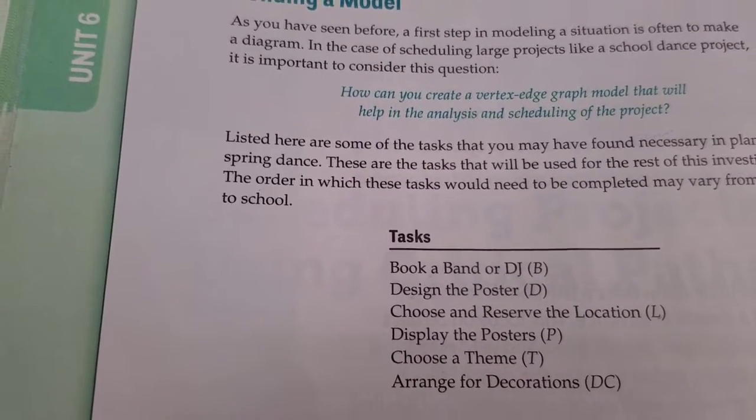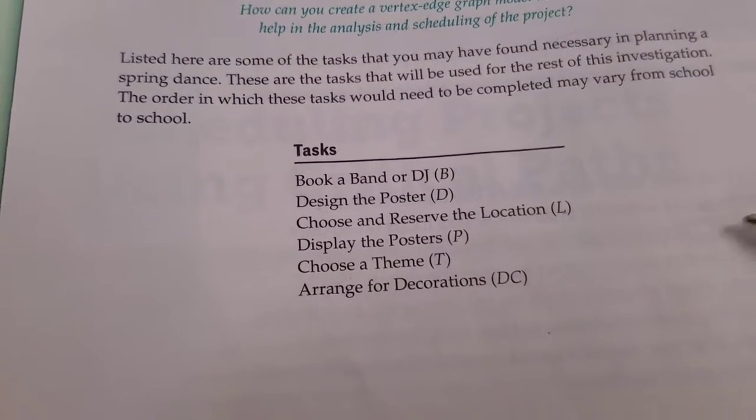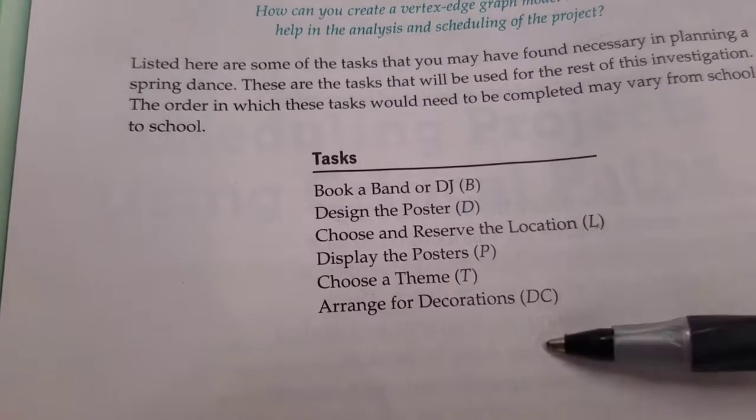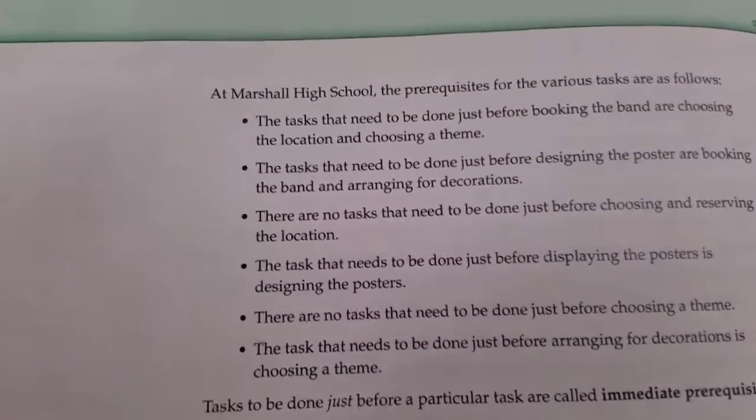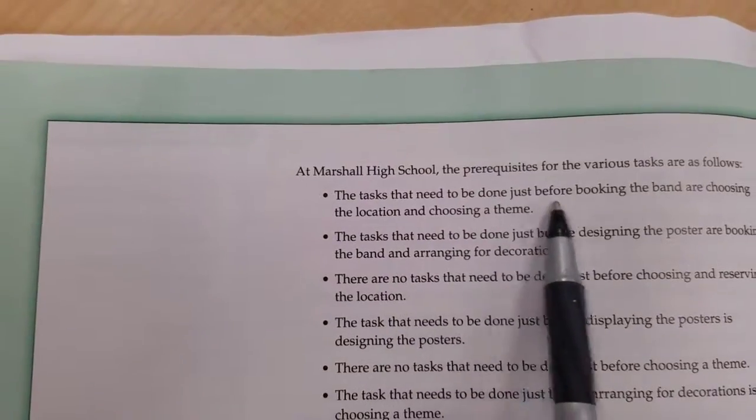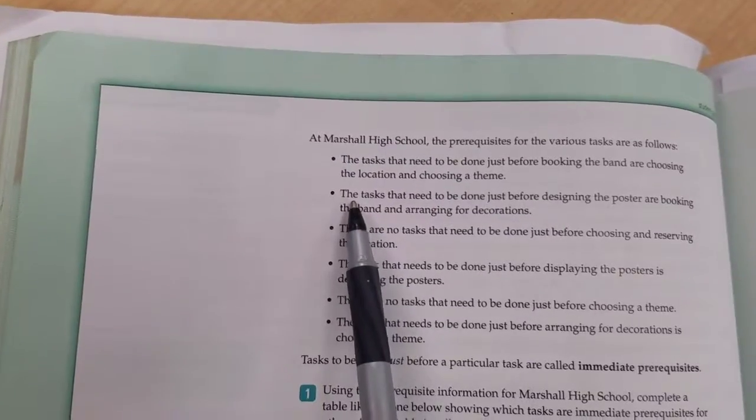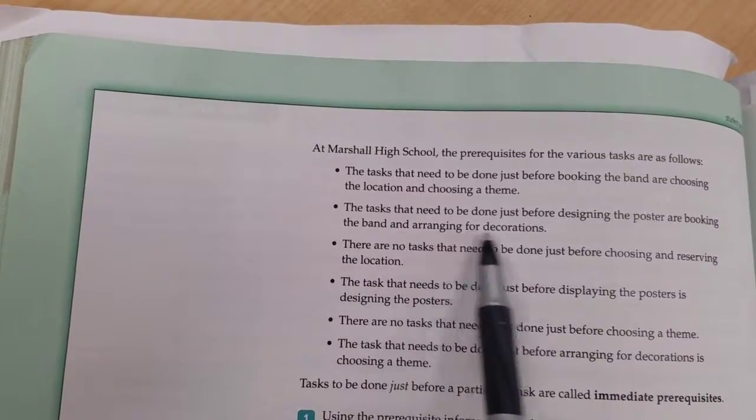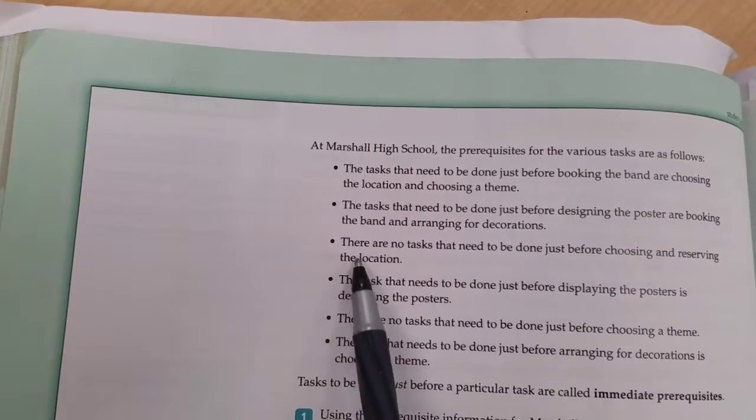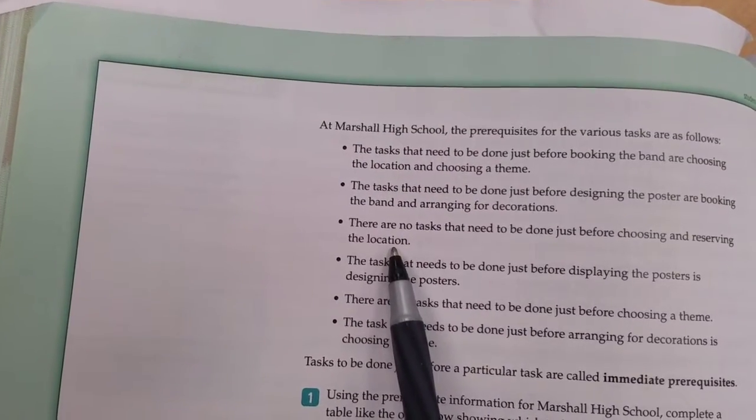So follow along again, like I said, and here are the tasks that need to be done for a spring dance. According to the problem, the task that needs to be done just before booking the band is choosing the location and choosing a theme. The task that needs to be done just before designing the poster or booking the band and arranging for decorations. And there are no tasks that need to be done just before choosing and reserving the location, so that's kind of an important one.